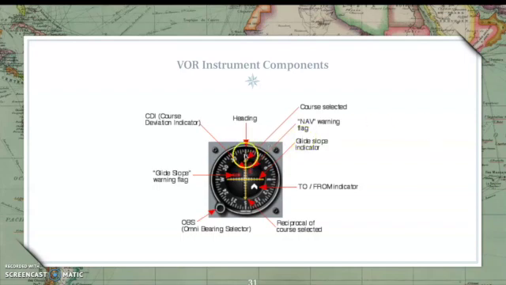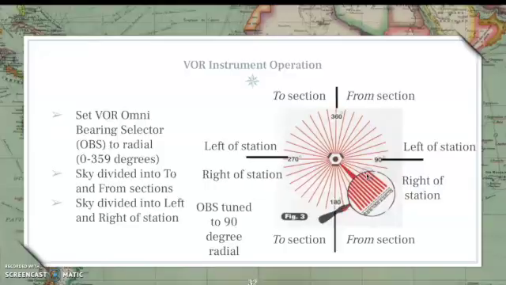So this indicates our heading. Then we have our selected course slightly below that. We do have a warning flag, and if we get too off course, this is our glide slope indicator. This is our to and from indicator. So it's letting us know where we are in relation to the beacon that's on the ground. And then we have our reciprocal of the selected course, which is obviously backwards. The omni bearing selector. Again, we have a glide slope warning flag, and then we have a course deviation indicator. So this area is what changes if we are off course. And all of that correlates to this.